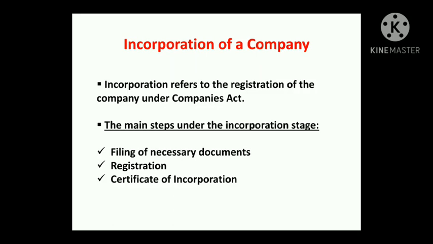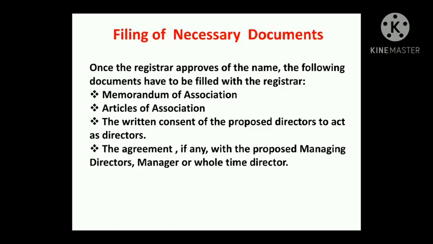Let's discuss each of these stages in detail. The first one is filing of necessary documents. Once the registrar approves of the name, the following documents have to be filed with the registrar. The first one is Memorandum of Association. The Memorandum of Association duly stamped, signed and witnessed.